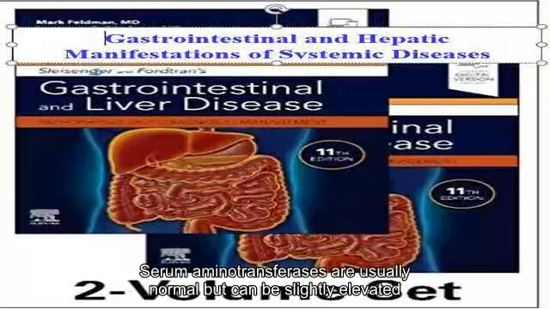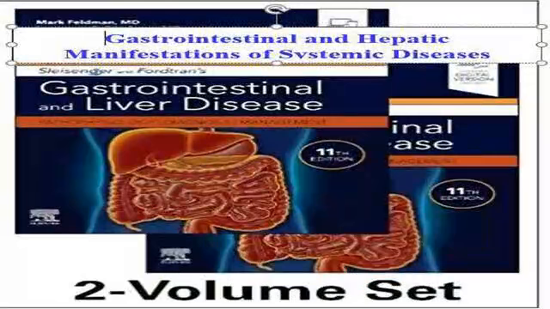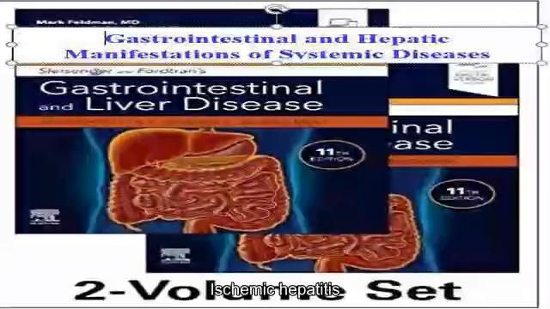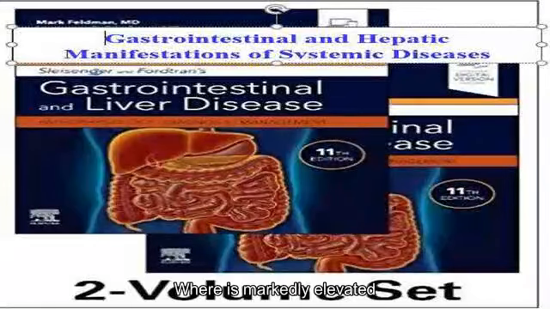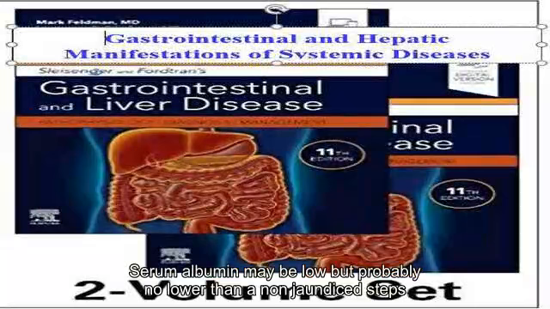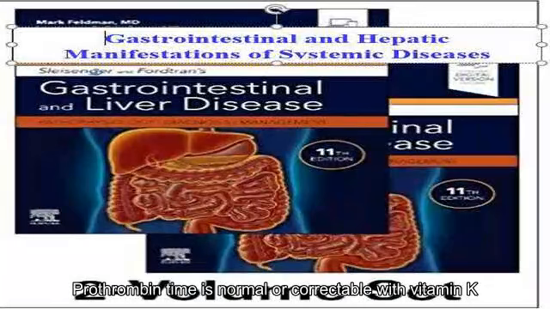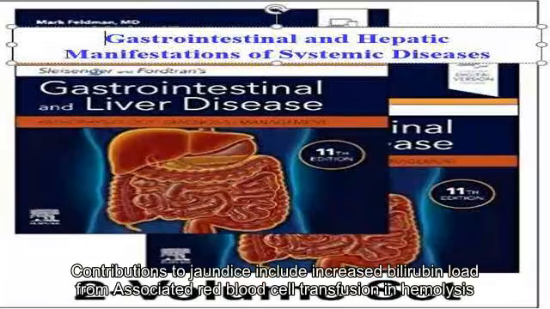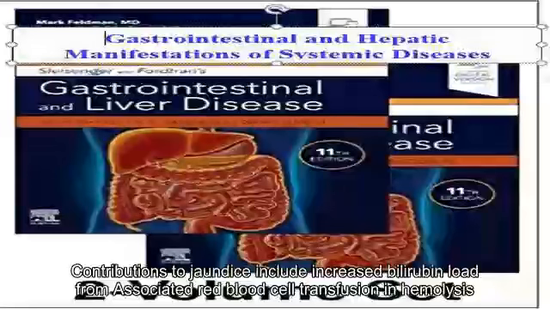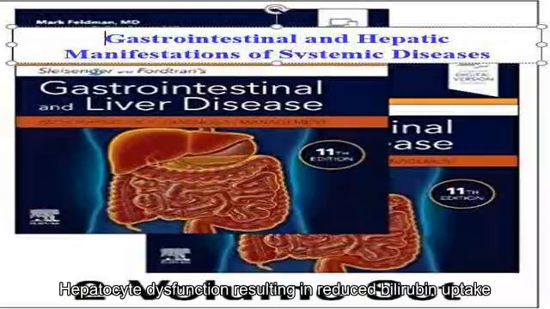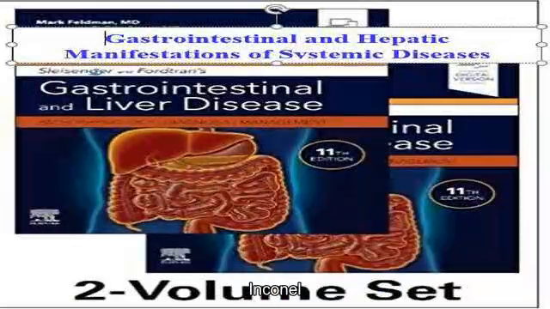Serum aminotransferases are usually normal but can be slightly elevated. Serum LDH is usually normal, as opposed to hypoxic/ischemic hepatitis, where it is markedly elevated. Serum albumin may be low but probably no lower than in non-jaundiced sepsis. Prothrombin time is normal or correctable with vitamin K. Contributions to jaundice include increased bilirubin load from associated red blood cell transfusion and hemolysis. In addition, hepatocyte dysfunction resulting in reduced bilirubin uptake, intrahepatic conjugation, and canalicular excretion promotes hyperbilirubinemia.